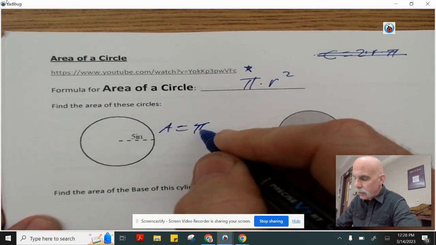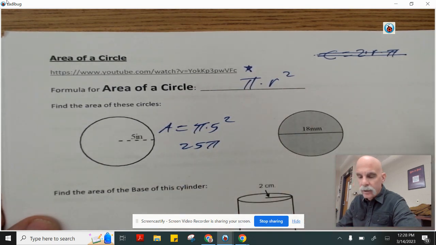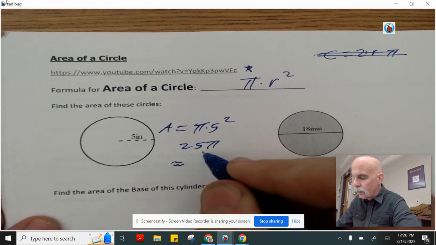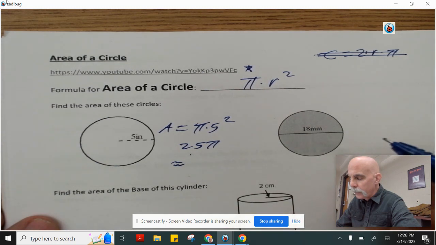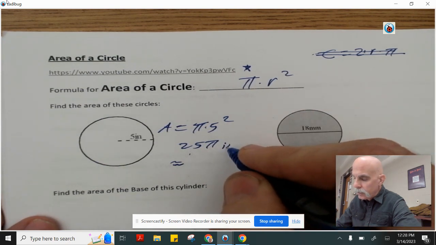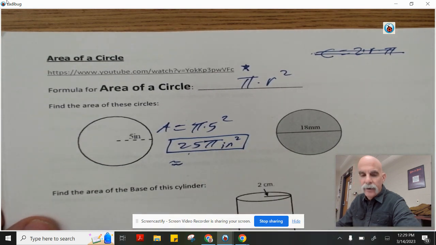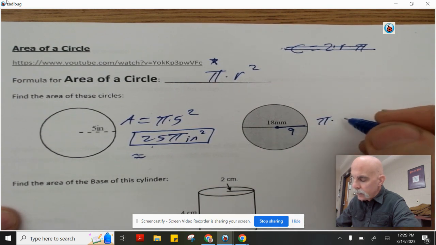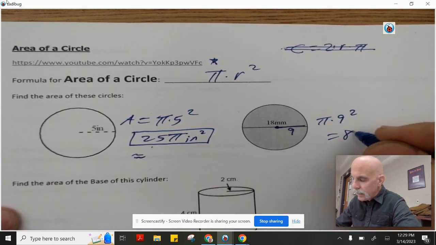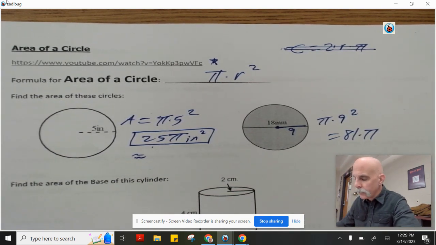Anyway, pi times 5 squared would be 25 pi, and we can multiply that in our calculator and get whatever it is. It's roughly 77, 76, something like that. Okay, you don't have to multiply all that out, but you can. But remember, mathematicians are lazy, and we sometimes just leave it like this. Okay, and just say that it's 25 pi. Just make sure you use the radius. The radius here is 9, so pi times 9 squared would be 81 pi. And of course, you can multiply that in your calculator if you want to.